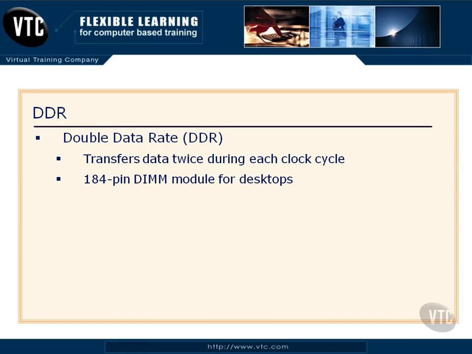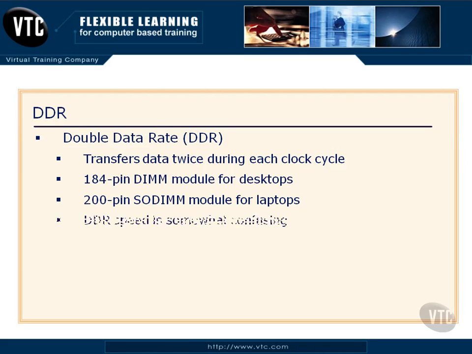Now, this normally came in 184 pin DIMM modules. We'll talk about DIMM later, dual inline memory modules for desktops. And then there were 200 pin SODIMM modules for laptops. And DDR speed is what you've got to watch for here. Watch for this on the exam. Watch for it in real life, okay?